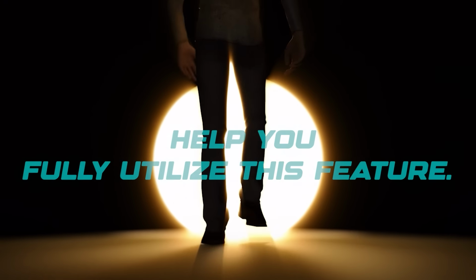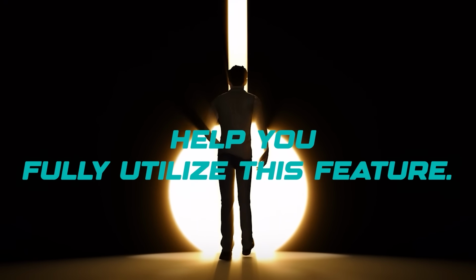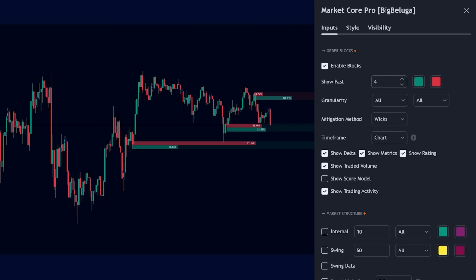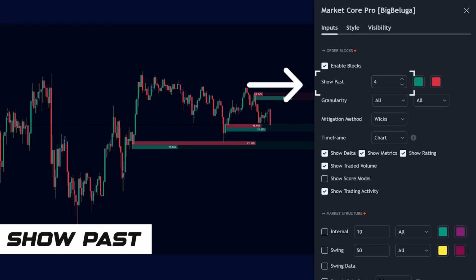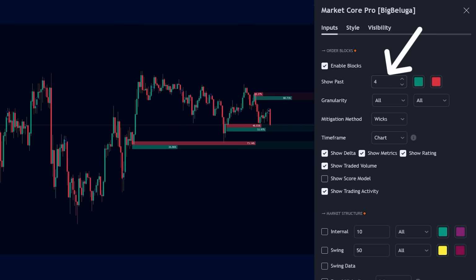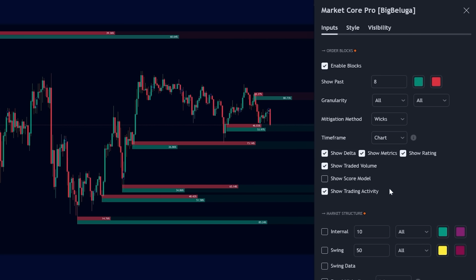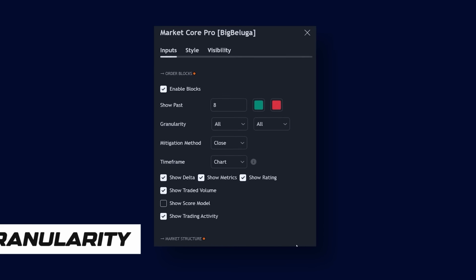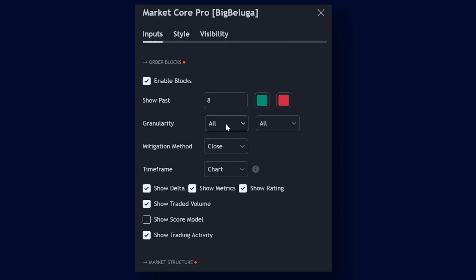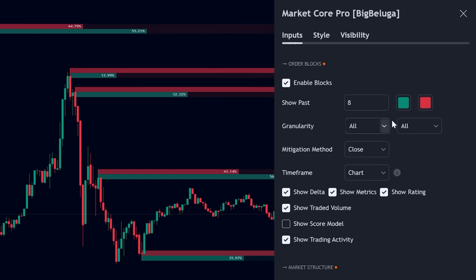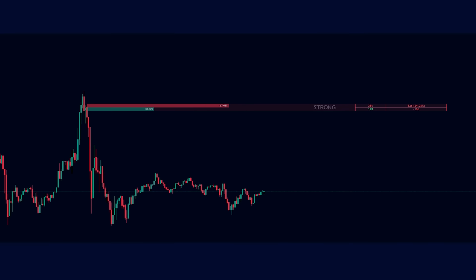Let's walk through the customization options to help you fully utilize this feature. First, Show Past lets you control how many historical blocks are visible. The default is set to 4, but you can adjust this to focus on recent activity or to analyze a broader range of data. Next, we have Granularity, which filters blocks by their strength and direction. You can choose from weak, balanced, high, or strong, and even filter for bullish or bearish blocks. For example, if you're looking for strong resistance, filter for bearish and strong to highlight only the most relevant zones.